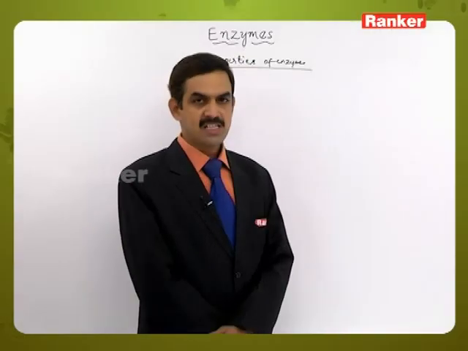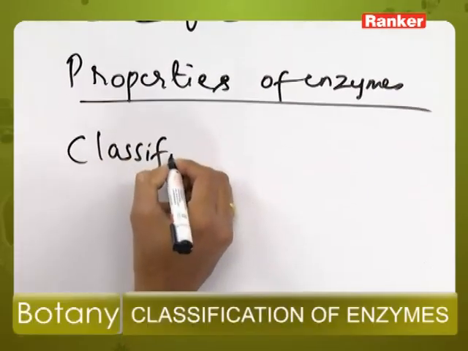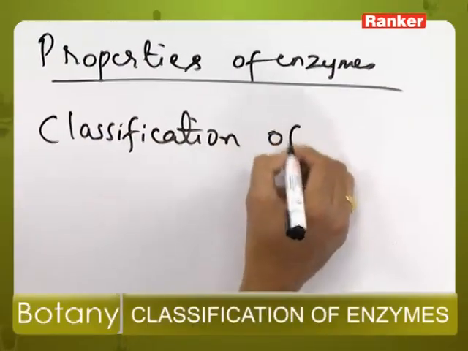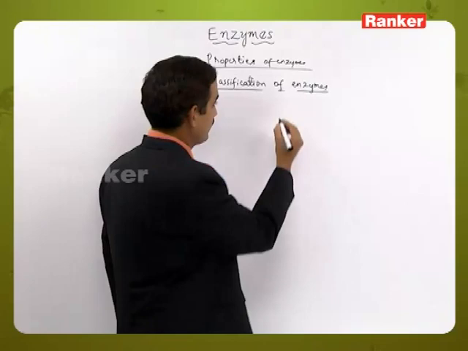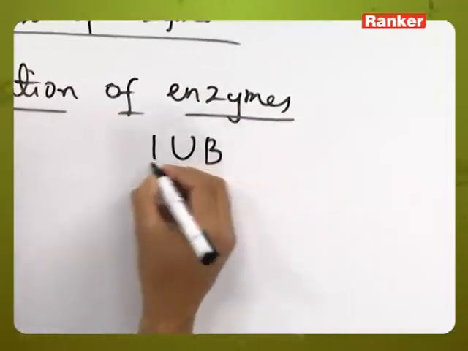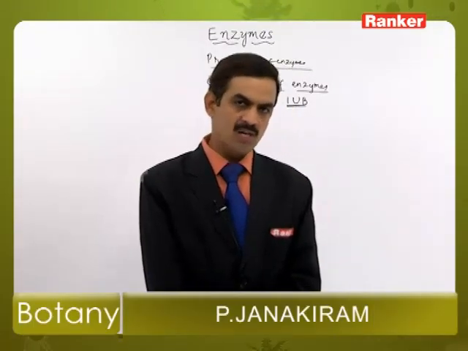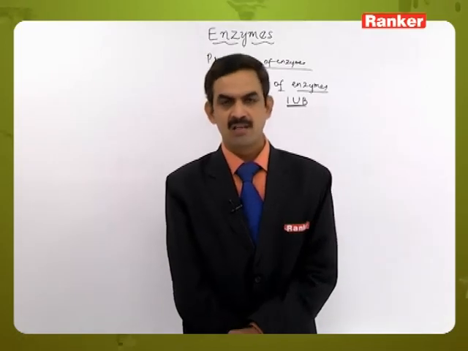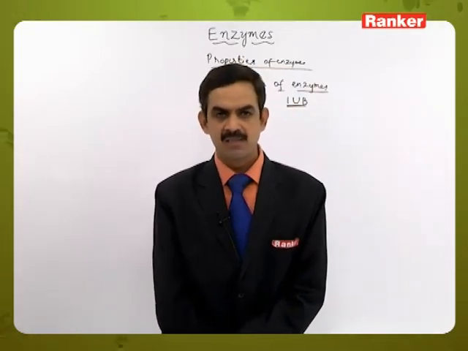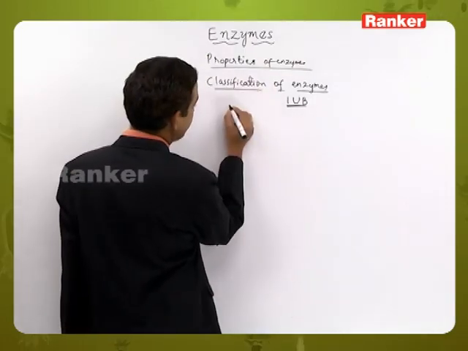Next one is classification of enzymes. Here, the International Union of Biochemistry had given various criteria to classify the enzymes. There was an old classification, but now the classification which was given by IUB is followed. Based on that, there are some classes, and each class will have subclasses, and each subclass is divided into further subclasses.